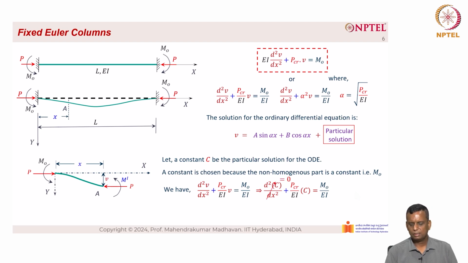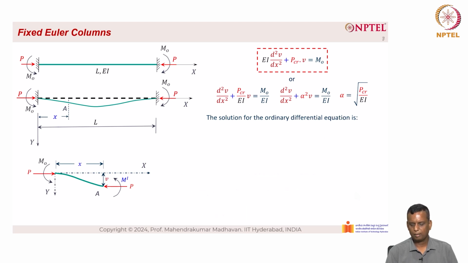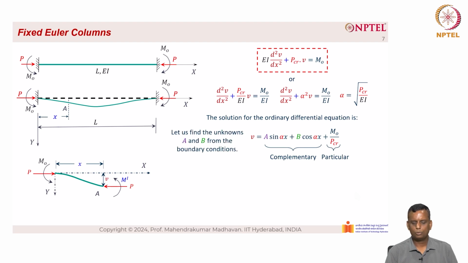Since it's a constant, d square c by dx square becomes 0. So we have p critical by ei into c equal to m naught by ei. The ei on both sides can be cancelled. Therefore, c equal to m naught by p critical. So this can be substituted in the above equation. So v equal to a sin alpha x plus b cos alpha x plus m naught by p critical. The first two terms are complementary. The third term is a particular. Let us find the unknowns a and b from the boundary conditions.